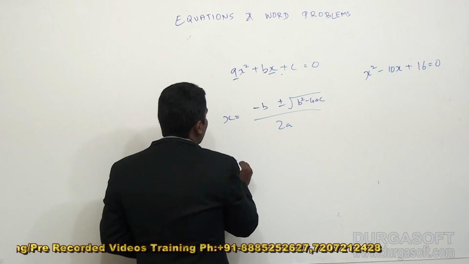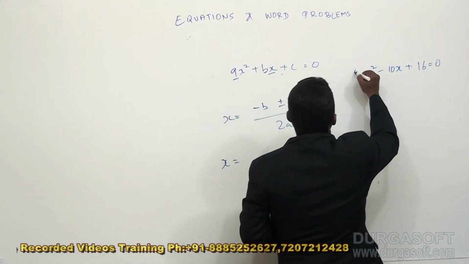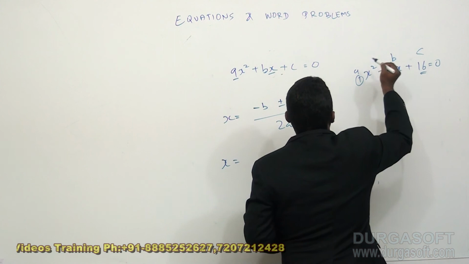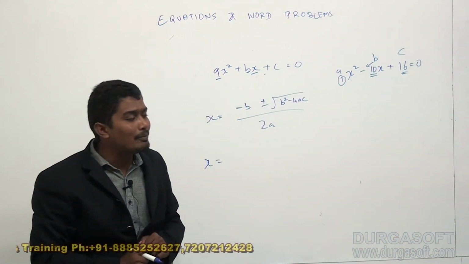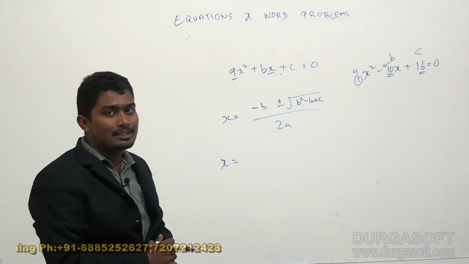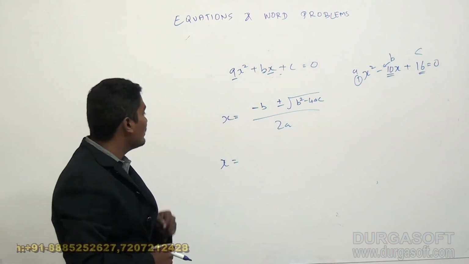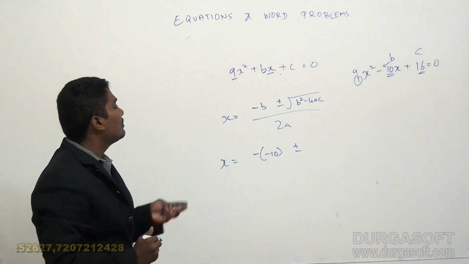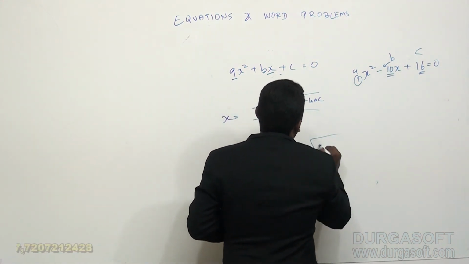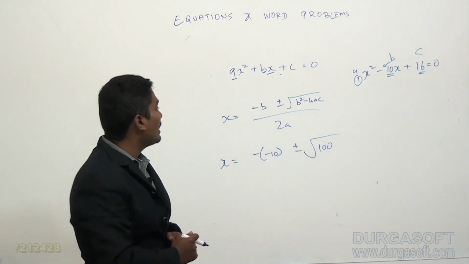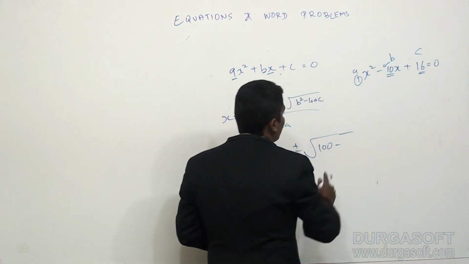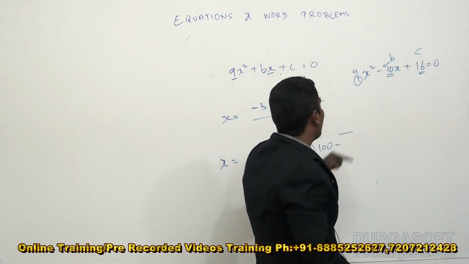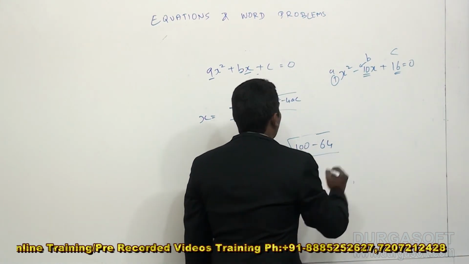Using the formula method, x is equal to minus b. Here the a value is 1, b value is minus 10 since the sign of b is minus, and c value is 16. So the solution will be minus of minus 10 plus or minus square root of b square, 10 square is 100, minus 4ac, 4 into 1 into 16 is 64, the whole divided by 2a.